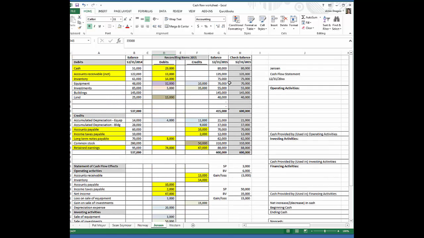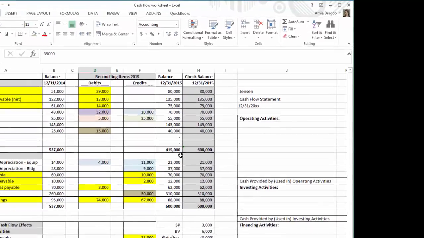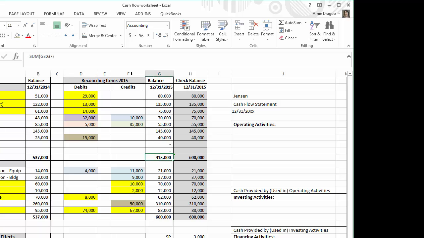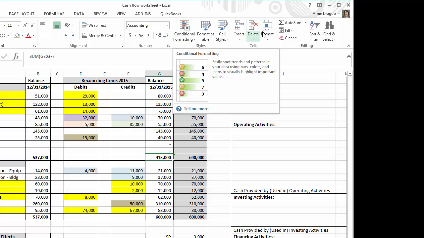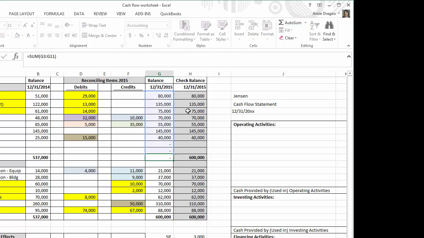I scan my balances here, and let's double check my formula here. Okay, so these balance out here. All of these balance out. So I've accounted for all of the changes on the balance sheet.